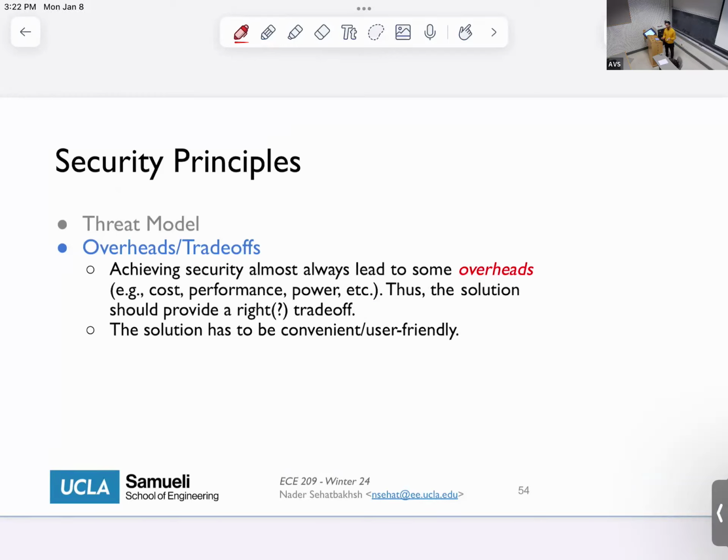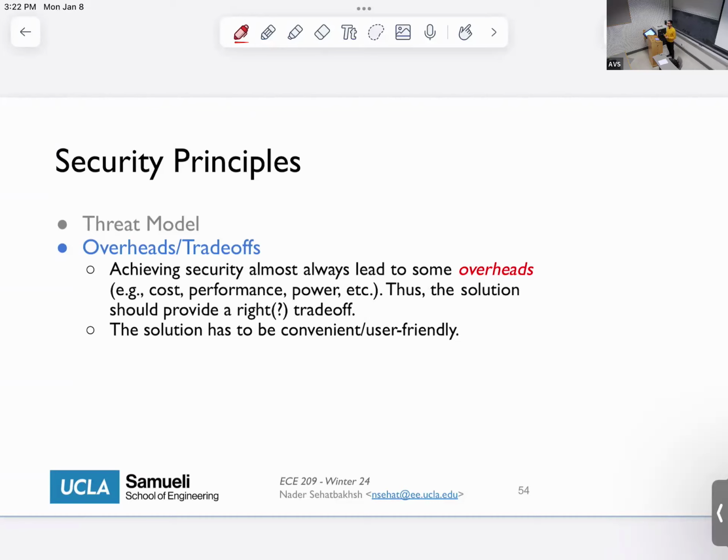The second thing is the trade-offs or the overheads. One thing that you will see is that security is not an isolated thing. It's always part of a big system. So whatever security solutions we come up with have to be meaningful in the sense that they have minimal overheads. It's hard to achieve zero overhead, but it's meaningful to achieve minimal overhead. When we're talking about overhead, we're talking about cost, performance, power, stuff like that, right?